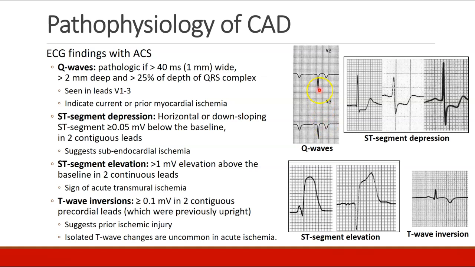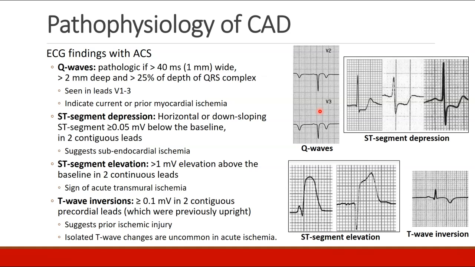Q waves are part of the QRS complex, and they are pathologic if they are greater than 40 milliseconds or 1 millimeter wide, greater than 2 millimeters deep, and greater than 25% of the depth of the QRS complex. They're usually seen in leads V1 through V3, and they indicate current or prior myocardial ischemia.